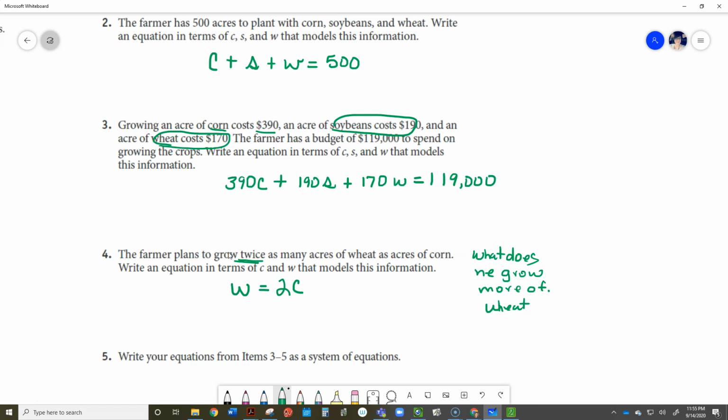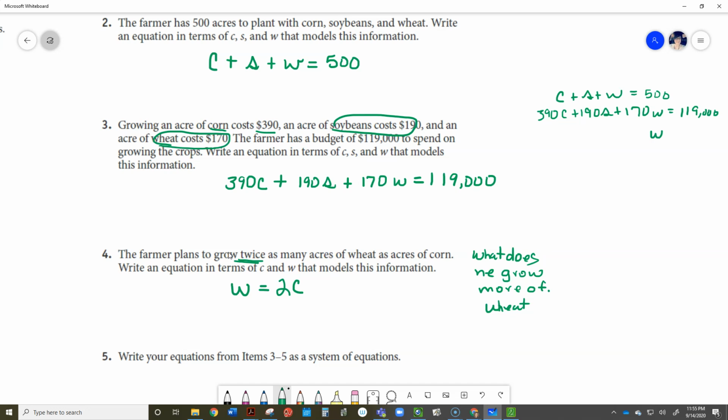Okay, so look at these equations. This one is set up really nice for the matrix equation. C plus S plus W equals 500. That's written really nice. This is 390C plus 190S plus 170W. That goes in line really well. And then we've got this one.